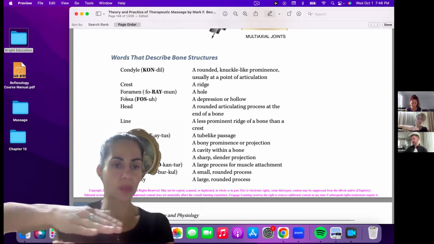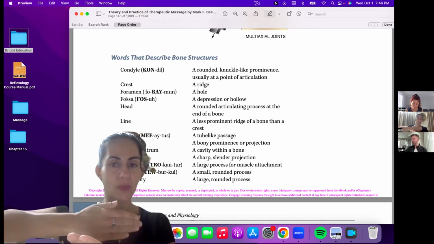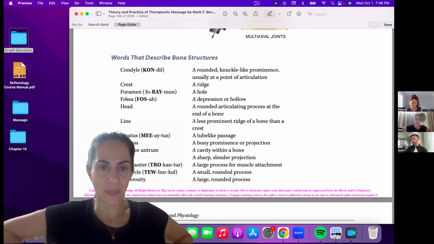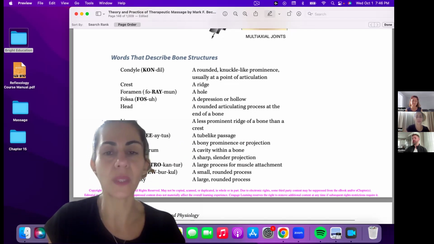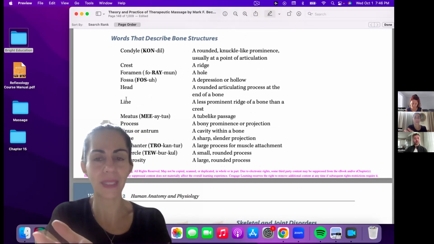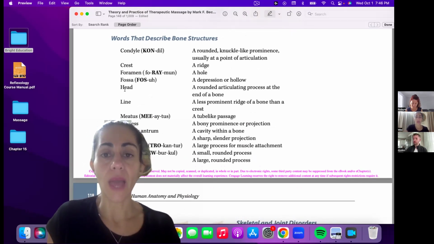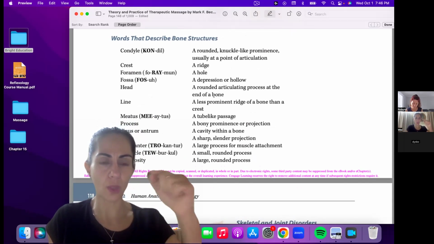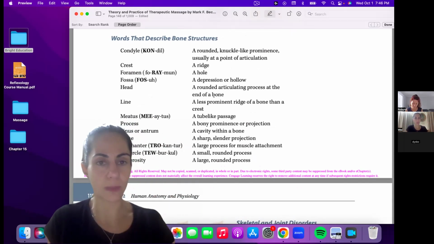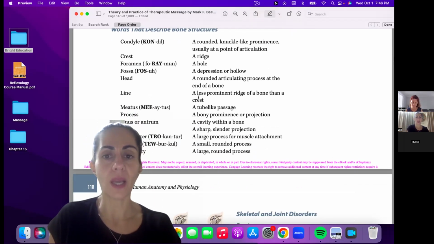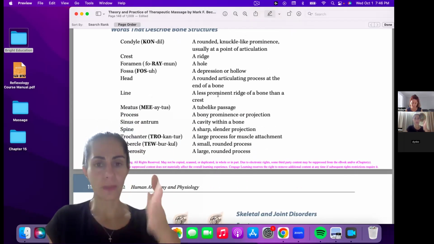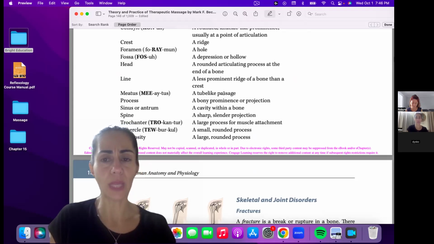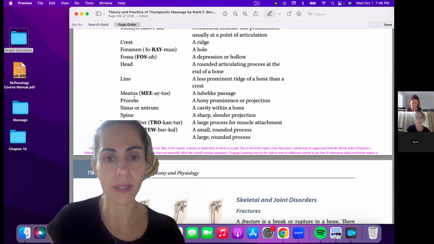Fossa, anything with a depression, like the scapula has a depression, a flat surface with a depression in it. Same thing with the pelvis, where we have the iliacus. It sits on the depression of the hips. It's like a bowl, but not too deep. The head is a round articulated process at the end of the bone. It could be flat, it doesn't matter, but it's at the end of the bone. A line is like a ridge. Meatus, you can find a tube-like passage. We find that in the nasal passages.